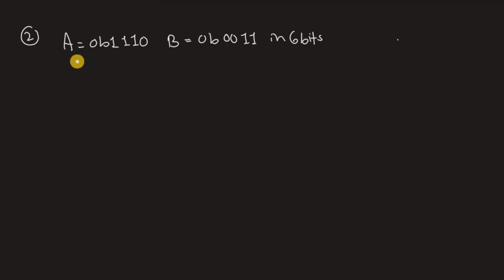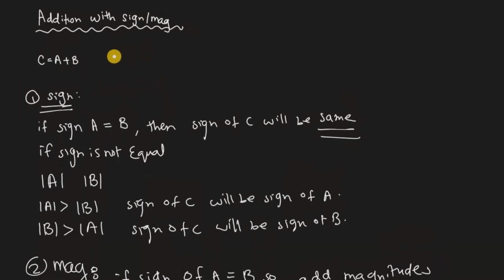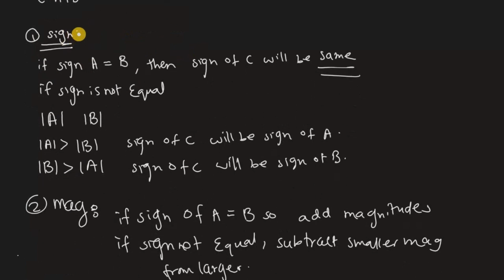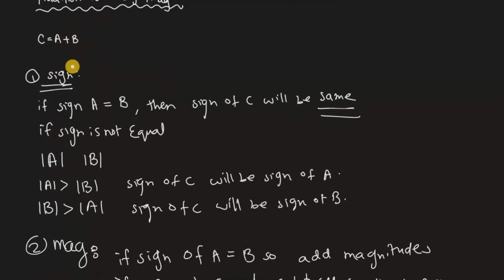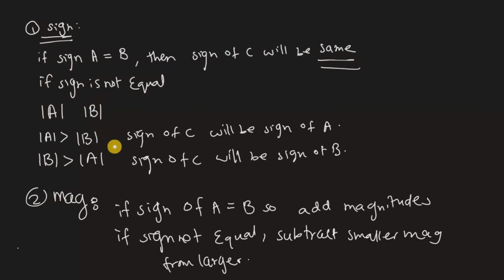Okay, now we have to perform the addition of these two numbers in 6-bit, but you see the sign is different now, okay? If you check out the previous video in this playlist, I have a whole playlist on system hardware, so go ahead and check that out. In the previous video I explained the concept of sign magnitude, and how we can perform the addition if we have the same sign, and if we do not have the same sign.